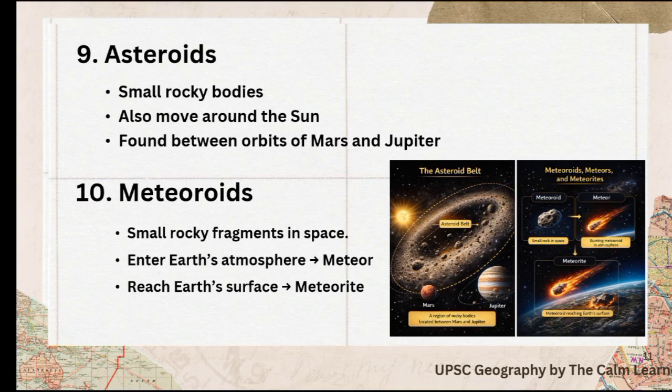Now, if we look at meteoroids, they are even smaller pieces of rock present in space. They are usually formed when asteroids are broken into small fragments. The terms meteoroid, meteor, and meteorite refer to the same object at different stages of movement from outer space to the Earth's surface.